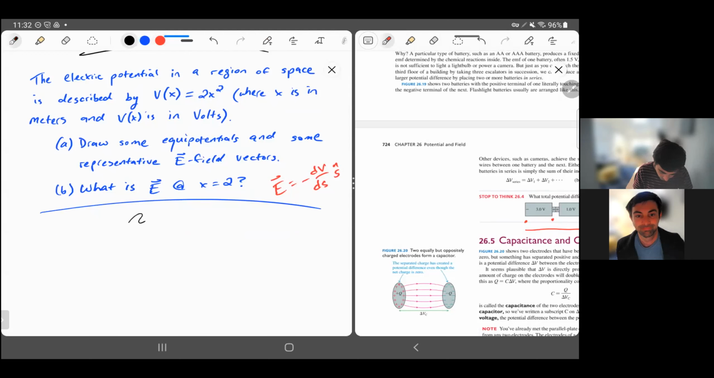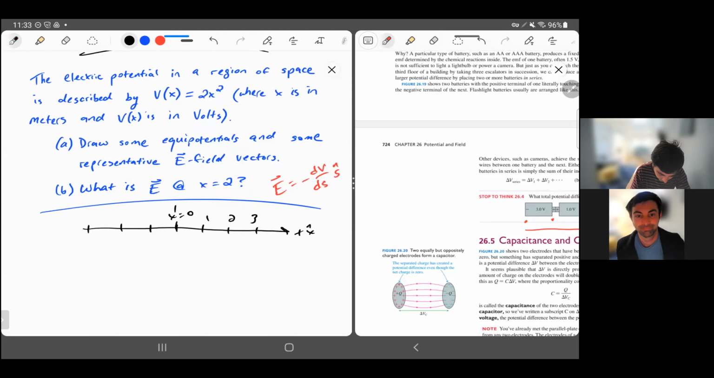I have in mind that we're going to draw a number line. This is x equals 0. This is positive x and negative x. This will be 1, 2, 3. It looks like these are all SI units. So -1, -2, -3. Okay, so equipotential surfaces. At x equals 0, that's 0 volts.